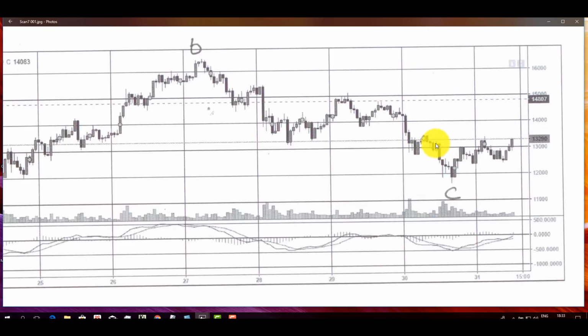We have, in addition to that, an inverse head and shoulders here. Do you see that? That's the shoulder. That's the head. That's the shoulder, and that's another shoulder. We have a neckline running through here, and that is registering, at the time that I took the print scan here, at 13,290. I believe it's actually a bit higher now.